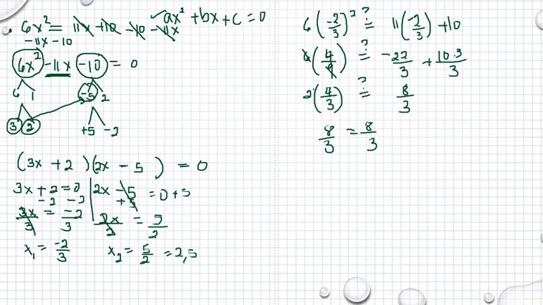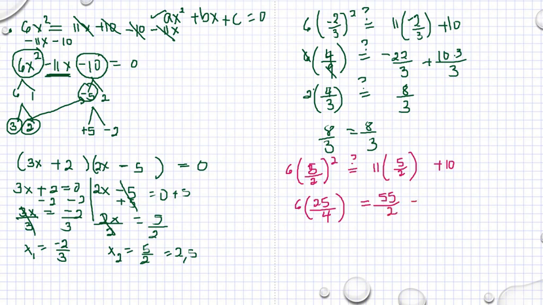The second one, I will use another pen. So we have 6 times 5/2 squared is equal to 11 times 5/2 plus 10. So we have 6 times 25/4, and then we have 55/2 plus 10.